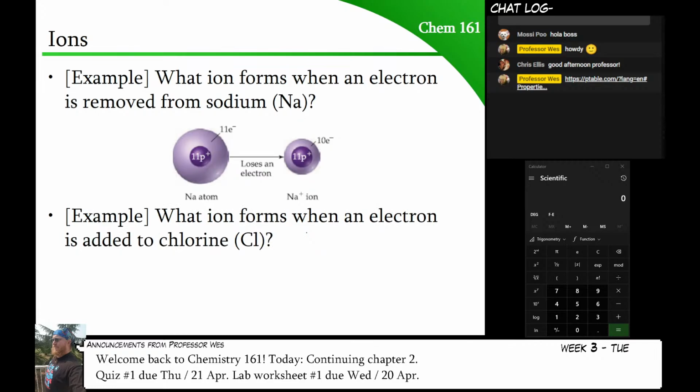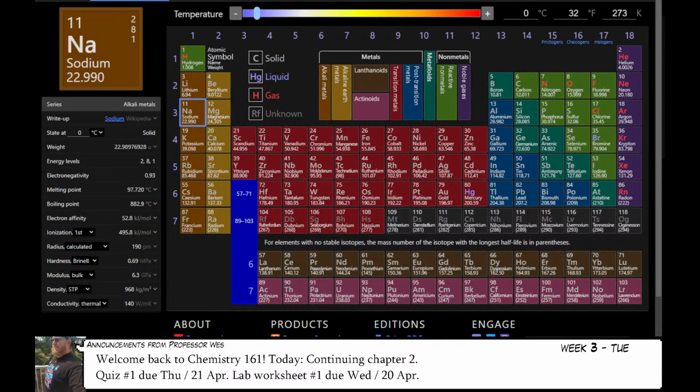What about for chlorine? What do I do with chlorine if I add an electron? Same thing. Chlorine, we go to the periodic table, and we would find that it has 17 electrons and protons when it's neutral, because it's element 17.